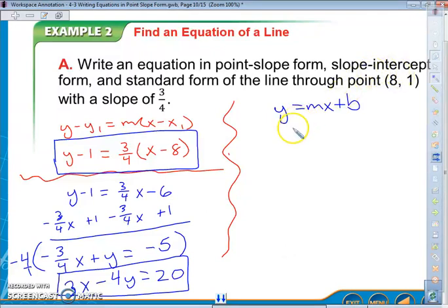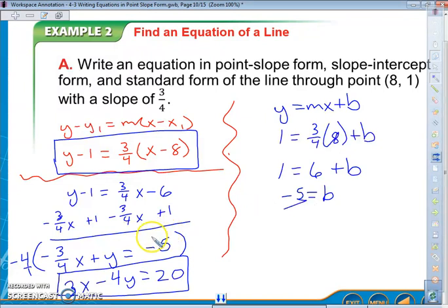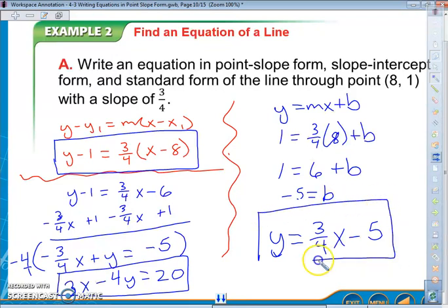All right, so here we go. So y is 1, slope is 3/4, x is 8, and b is the unknown. Multiply this out. 1 equals 24/4, which is 6, plus b. b equals -5. Hey, just like we had right here. So my final answer right here is y equals 3/4 x minus 5. That is my third answer.